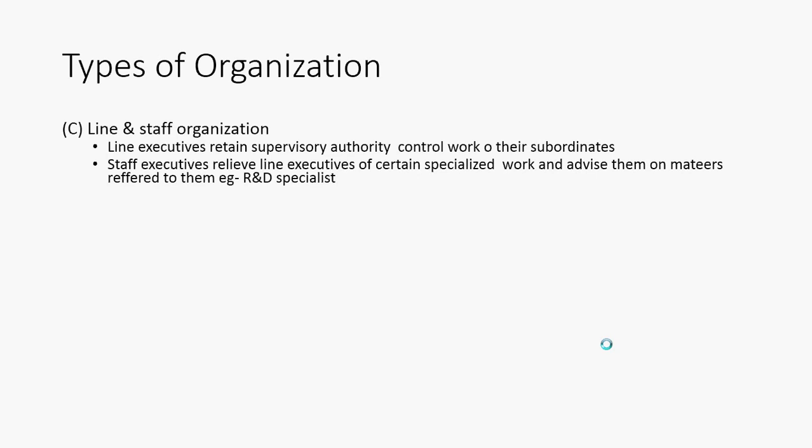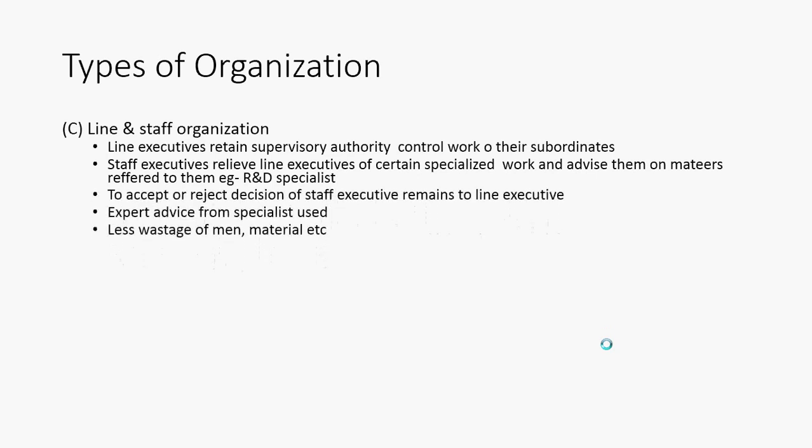For example, R&D specialist staff executives will work on the specialist tasks, and the line executives or the employees in the line organization are responsible for carrying out the production work or the manufacturing activities. For example, a person from the research and development department will interact with line executives and advise them about the work and other things to improve the work.